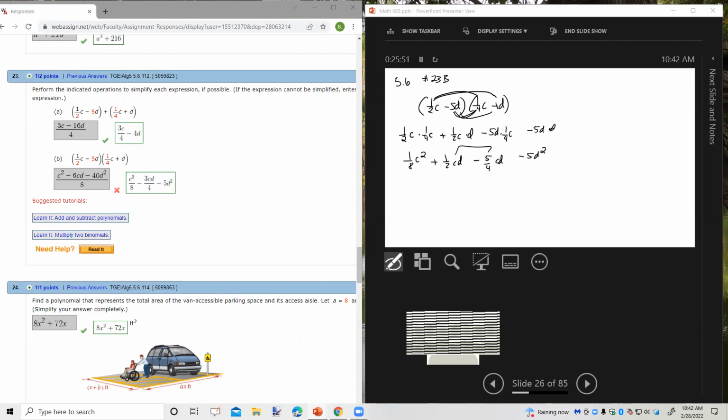Then we're going to combine these two like terms. Common denominator is a 4. So this becomes that. I'm going to multiply 1/2 by 2/2, which makes it 2/4 CD minus 5/4 CD. So we get 1/8 C squared minus 3/4 CD minus 5D squared. And again, I know that's throwing a lot at everybody. Don't worry about it. We're going to go on and talk about how to do all that in this section today.